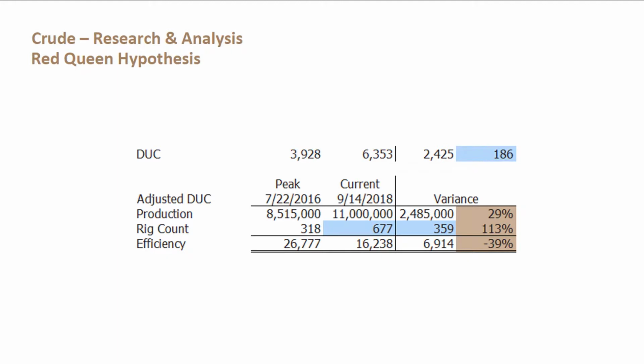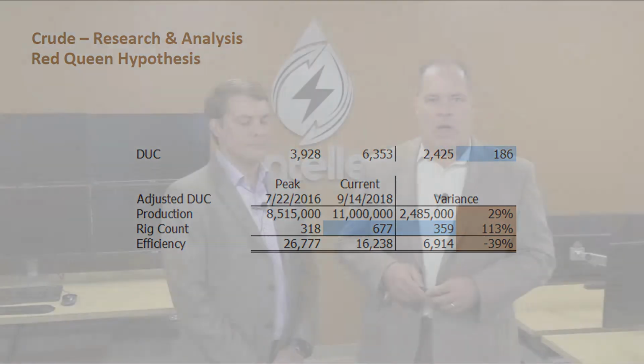So we've had an increase of about 2,400 DUC wells. When we look at those DUC wells and assume 60 days average between drilling and production, we can assume 186 rigs were really allocated to drilling non-production wells, or DUC wells. So what we've done in this value chain is we've reduced the rig count by 186, dropping it to the current 677 so that we can compare apples and apples.